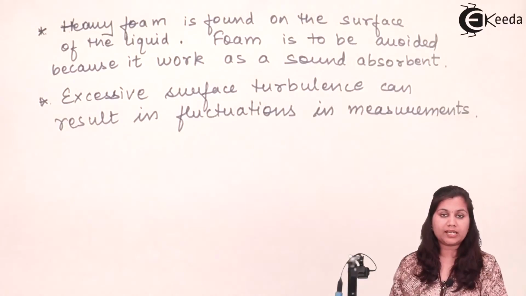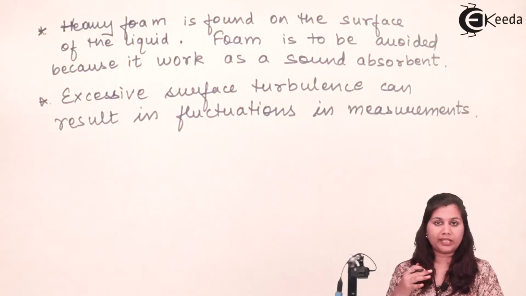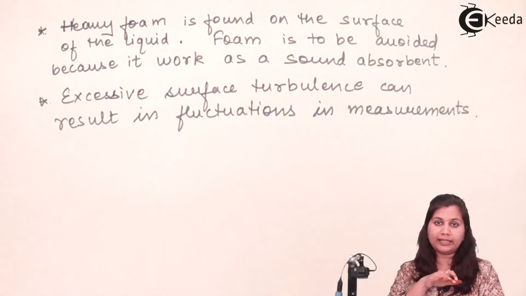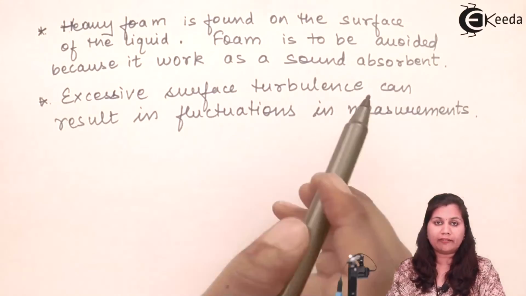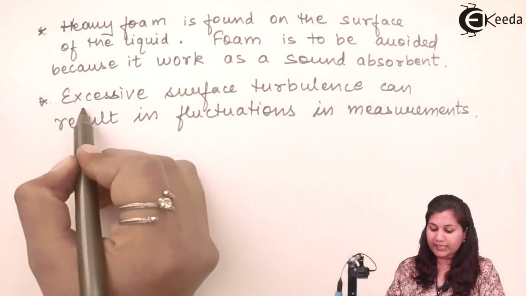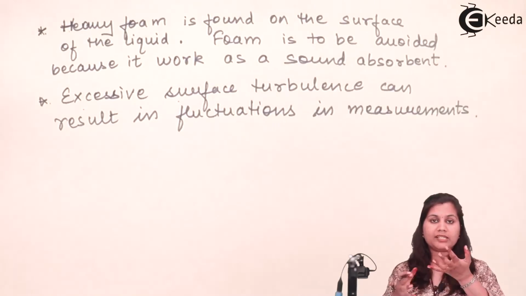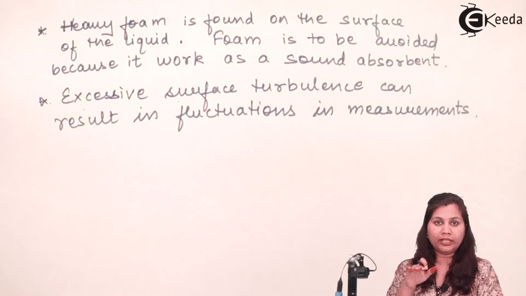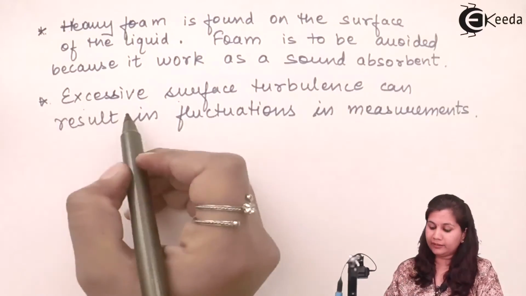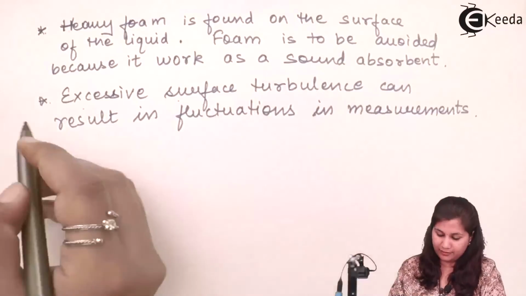If the surface of the liquid is wavy, or it has very many variations, it is not level, then also it results in fluctuations in the level measurements. Excessive surface turbulence means that when the container is not kept on a flat surface, it is continuously moving or shaking, so the level of the liquid is also changing, and due to that, fluctuations in the measurements can result.